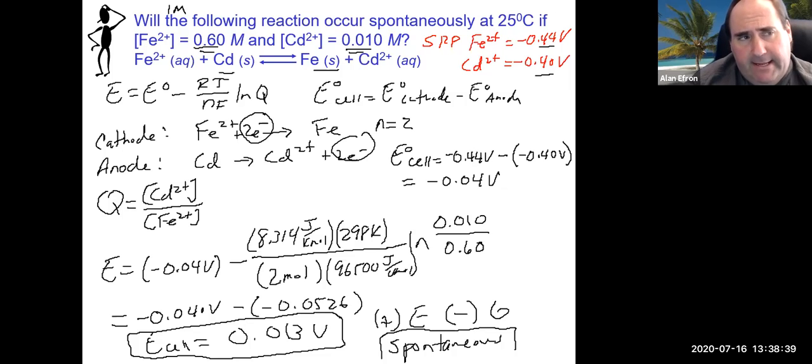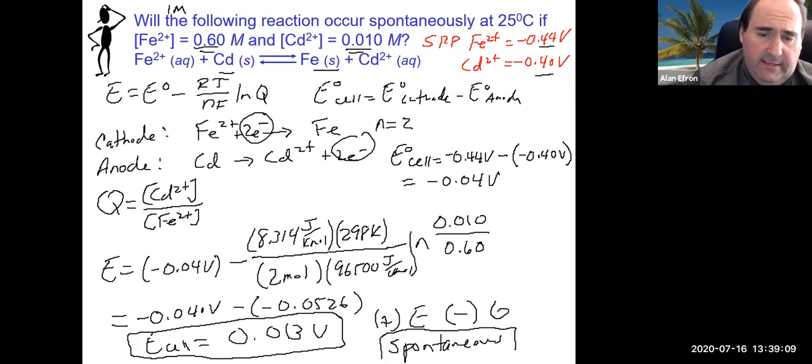A negative delta G implies a positive voltage. A positive voltage and negative delta G imply products are favored at equilibrium, and altogether that implies a larger value of K, the equilibrium constant. The opposites of that would be a positive delta G and a negative cell voltage, which would favor the reactants and a smaller value for K.